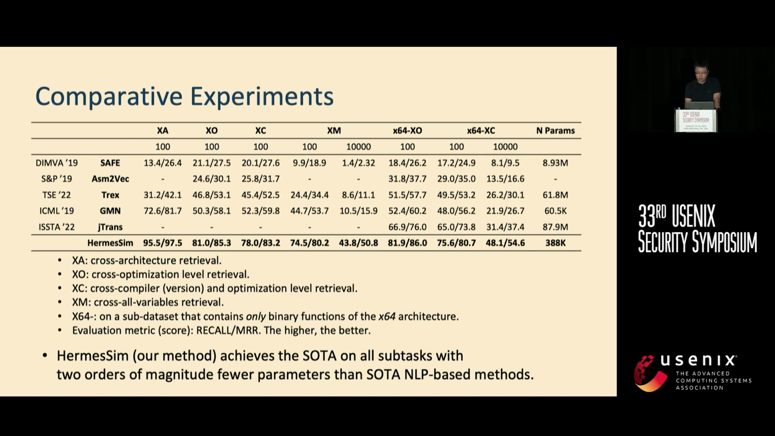We also test 4 different subtasks, including cross-architecture retrieval, cross-optimization level retrieval, cross-compiler and optimization level retrieval, and cross-all variables retrieval. So we compare with 5 recent works as shown in the table. And also the results are shown in the table. So we can see that our method achieves the best performance on all these tasks. And one more thing, we can see our method uses much fewer parameters, as shown in the last column, than NLP-based methods.